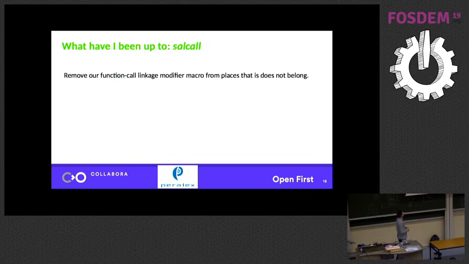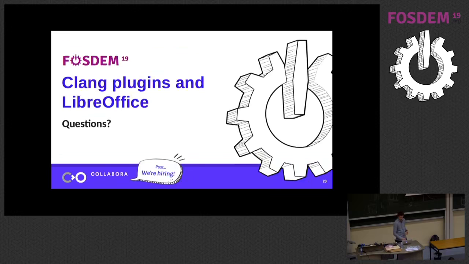Cellcall was an annotation we had that modifies the linkage. It modifies whether a method is internally linked into a library or externally visible, and we were using it in a lot of places where it didn't make sense. This was mostly leftover code, so we went through it and eliminated a bunch of it. And that is what I've been up to. Any questions?